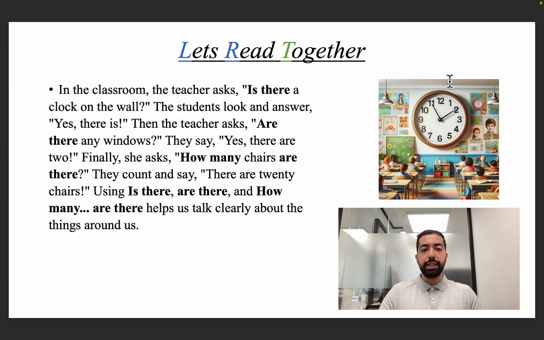In the classroom, the teacher asks, "Is there a clock on the wall?" The students look and answer, "Yes, there is." As you can see in the picture, there is a big clock on the wall, which means it exists there. Then the teacher asks, "Are there any windows?" They say, "Yes, there are 2." Finally, she asks, "How many chairs are there?" They count and say, "There are 20 chairs," meaning that at that moment, there are 20 chairs present in the classroom. And you have a little bit of explanation after the paragraph ends. Feel free to read it for yourself.